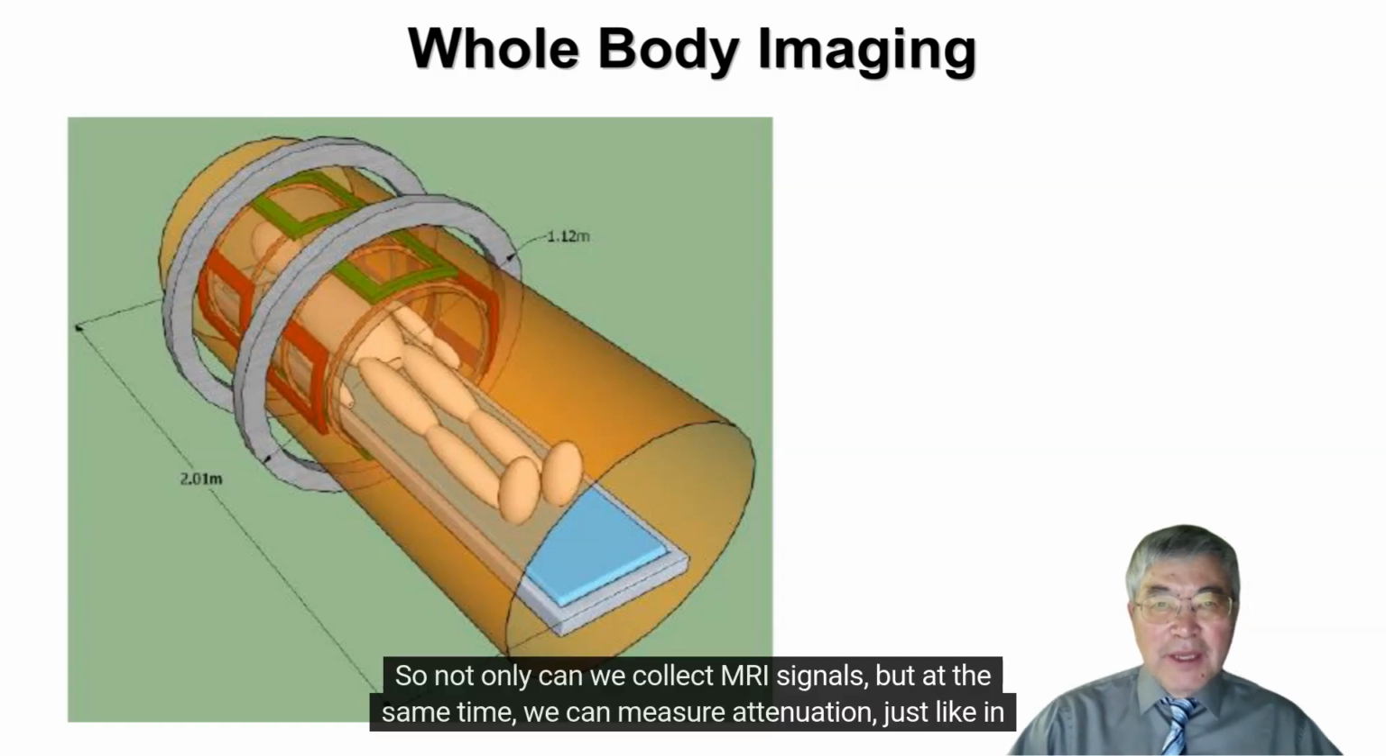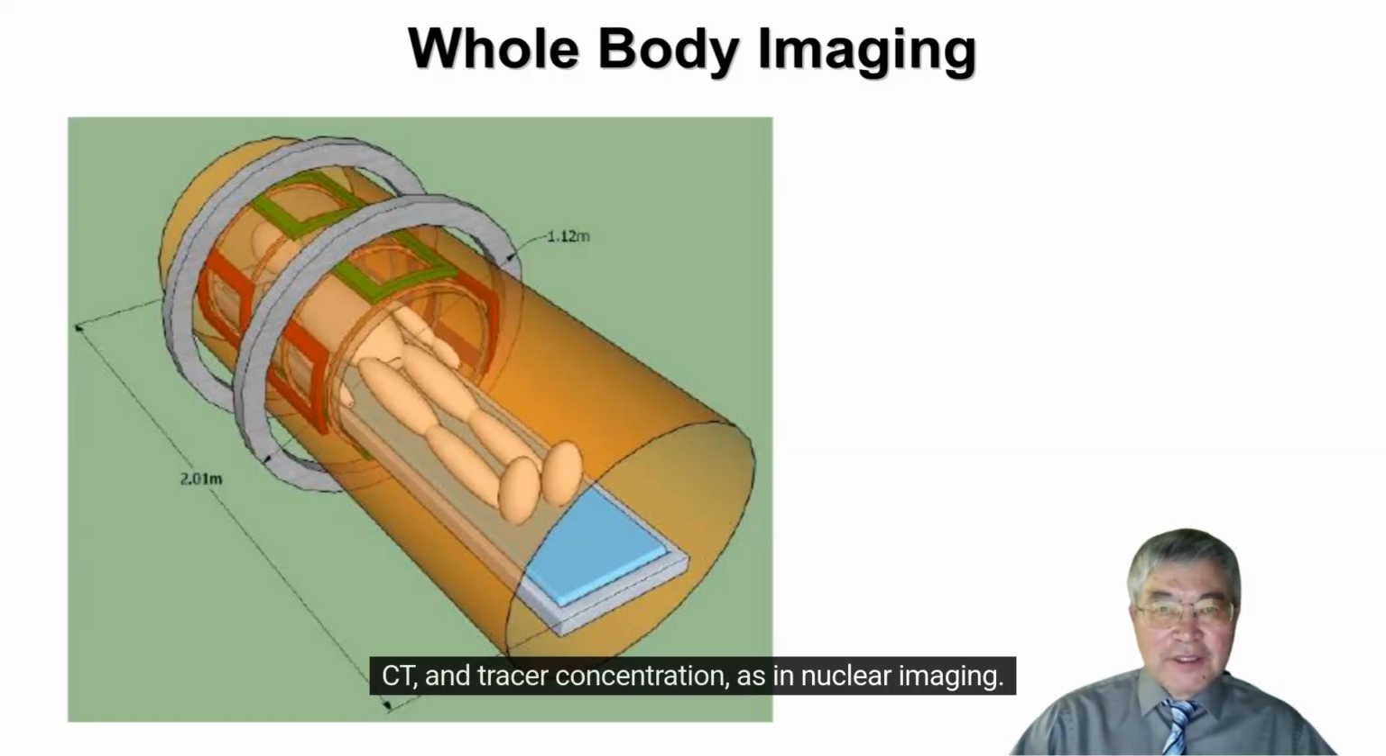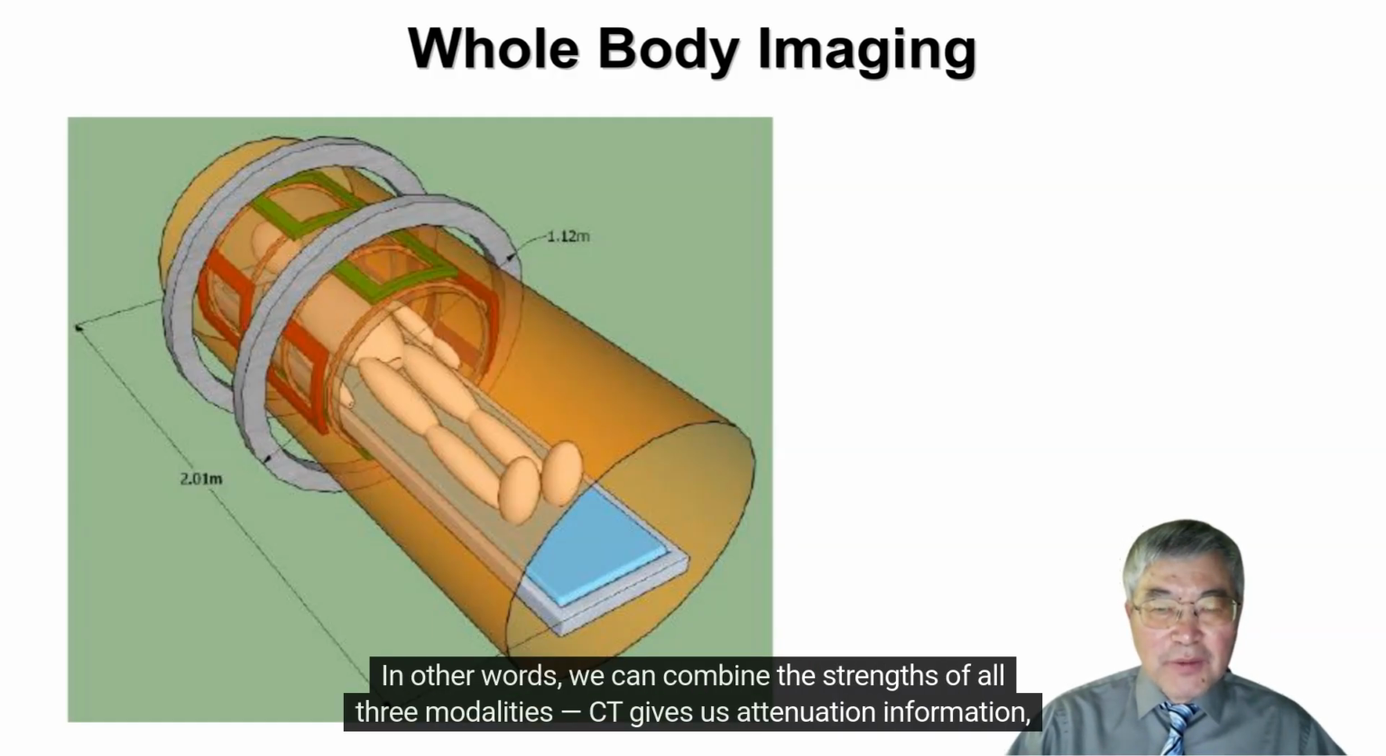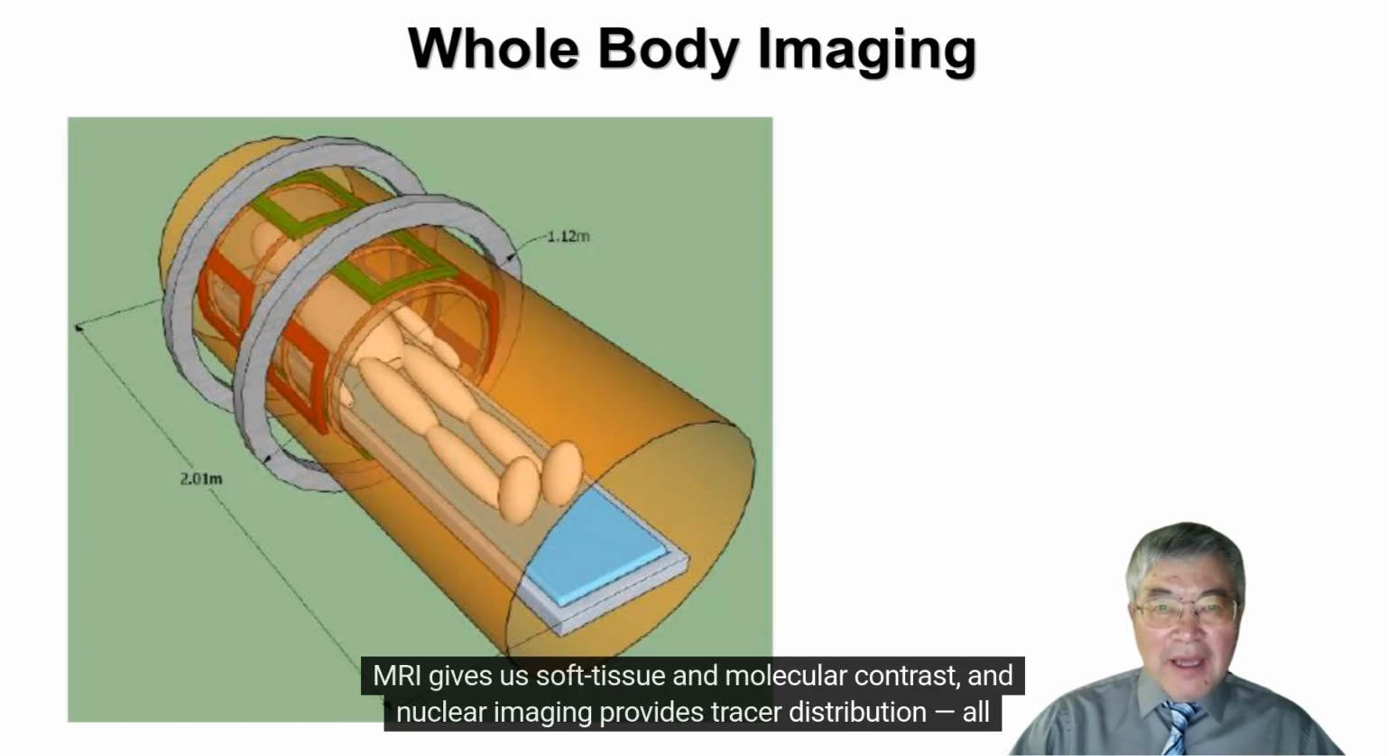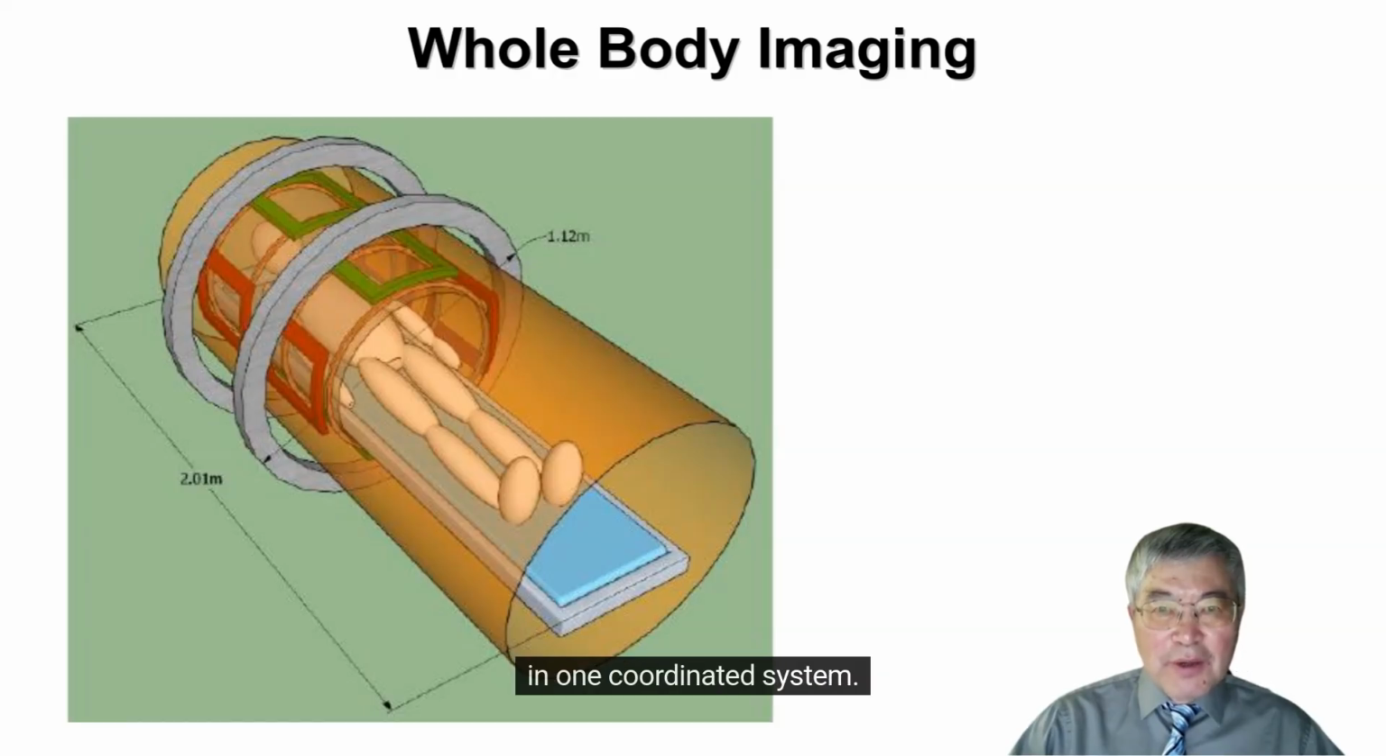This setup naturally integrates with MRI. So not only can we collect MRI signals, but at the same time, we can measure attenuation, just like in CT, and tracer concentration, as in nuclear imaging. In other words, we can combine the strengths of all three modalities. CT gives us attenuation information, MRI gives us soft tissue and molecular contrast, and nuclear imaging provides tracer distribution, all in one coordinated system.